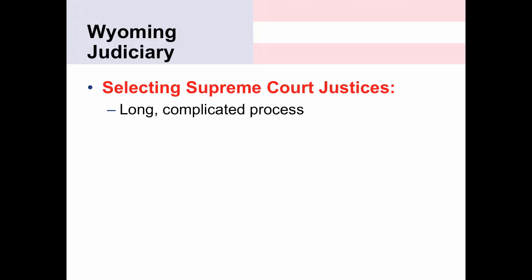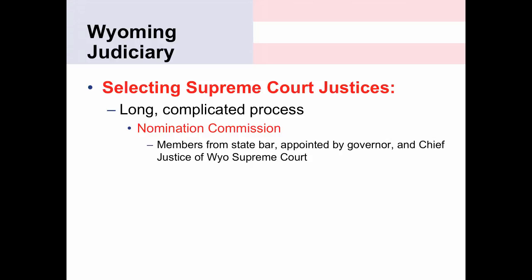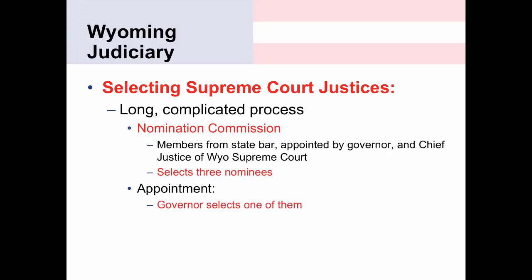It involves a lot of different stages, and it's very different from the federal level. The first step involves a nomination commission. The commission is made up of people from the state bar, people who are appointed by the governor, and the Chief Justice of the Wyoming Supreme Court. And this commission selects 3 nominees. Once they've selected 3 nominees, it goes to the appointment stage. Here, the governor selects one of them.